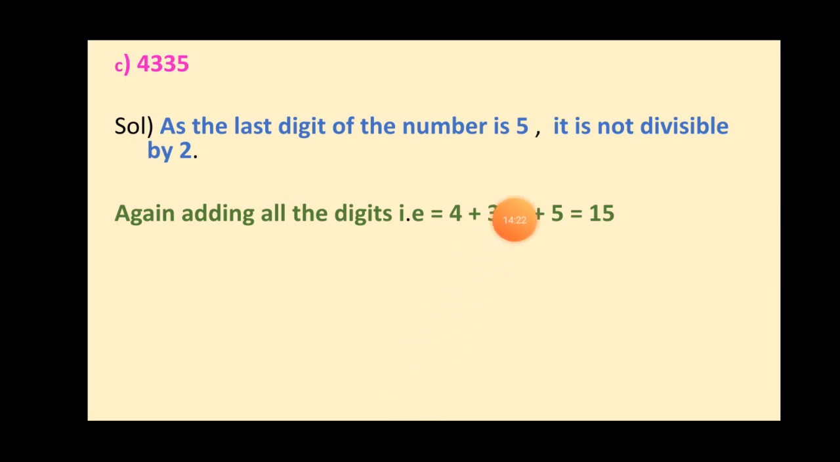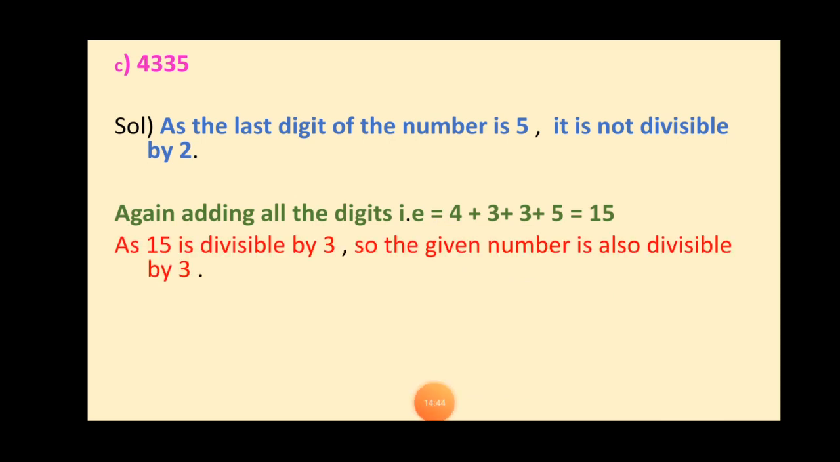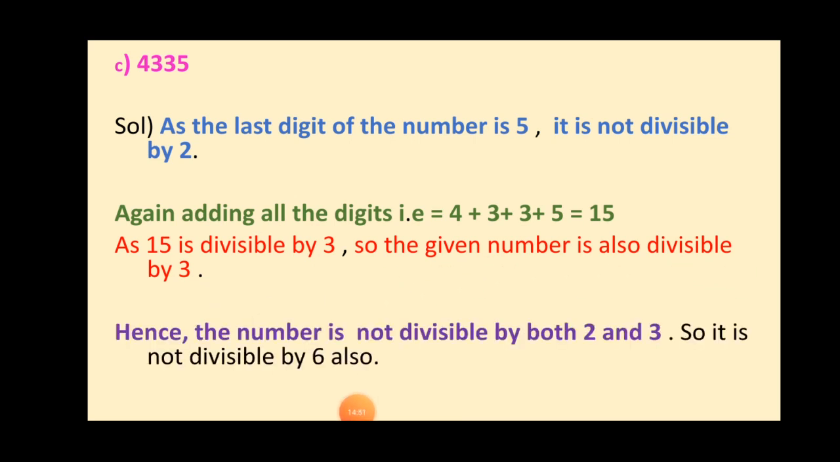Then the next step is to check its divisibility by 3. For this purpose we have to take the sum of all its digits. We have taken its digits separately and then taken their sum. We have obtained 15, and we know that 15 comes in the table of 3. So we can write that 15 is divisible by 3. So this given number is also divisible by 3.